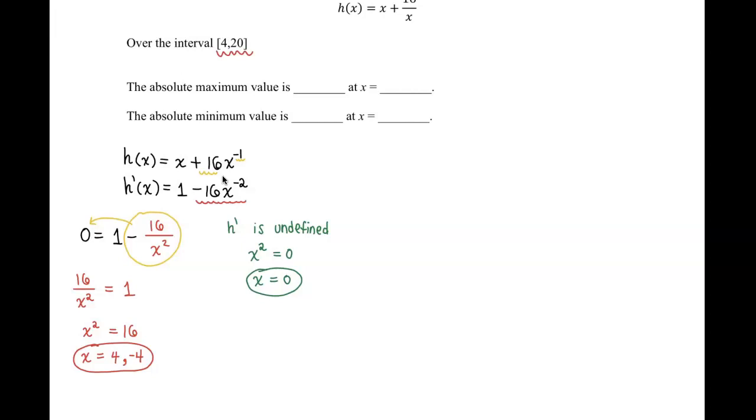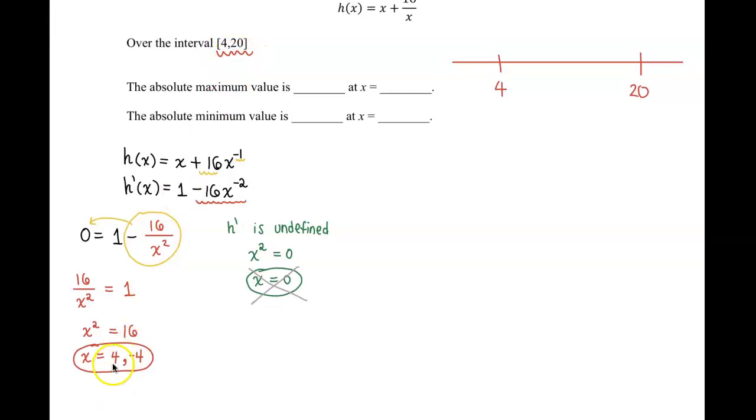So I don't have to check anything that is outside this interval. We're only checking numbers from 4 to 20. Look at all these numbers that we found. x equals 0 is a critical value, but is it in this interval? Is it bigger than 4 but smaller than 20? No. So I don't really have to check this. It is a critical value, but not for this particular problem over this interval.